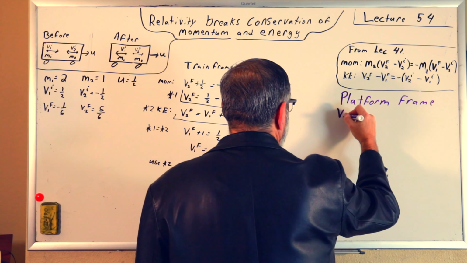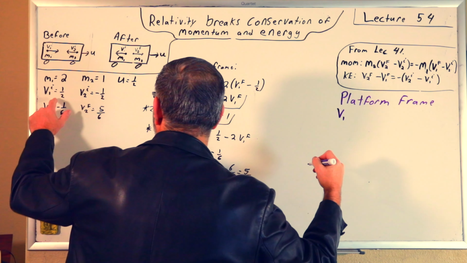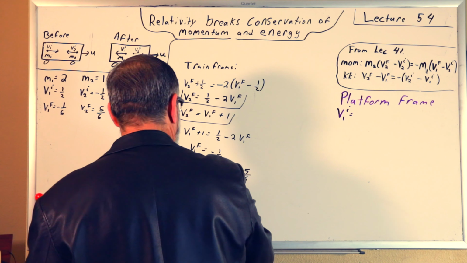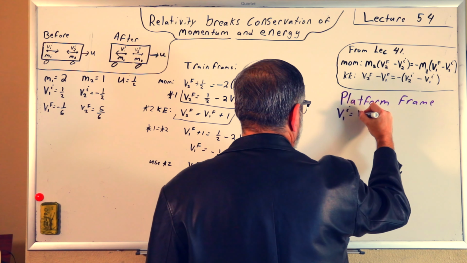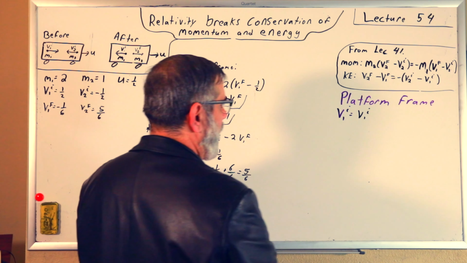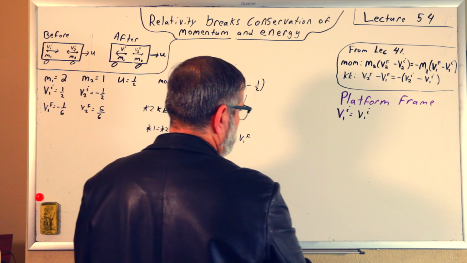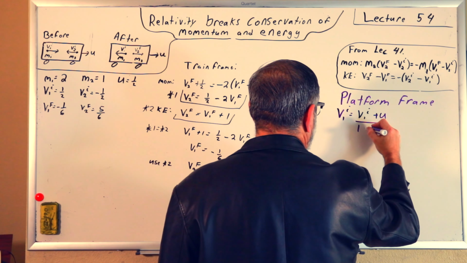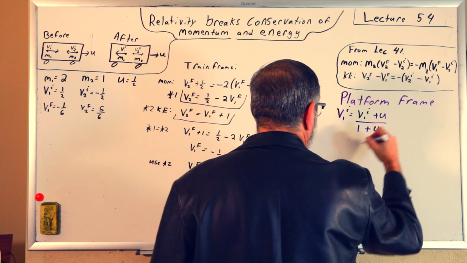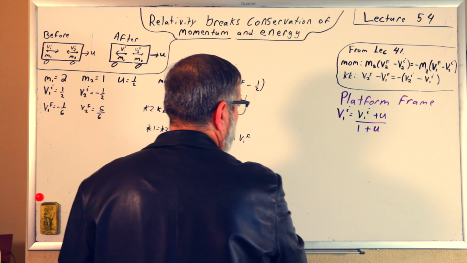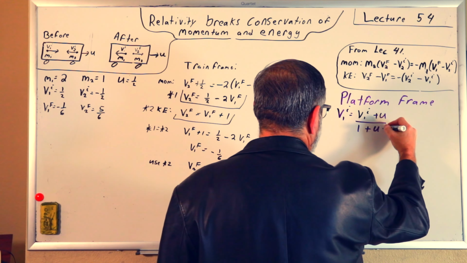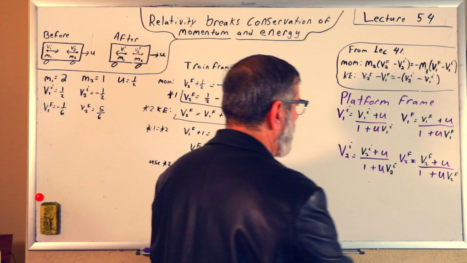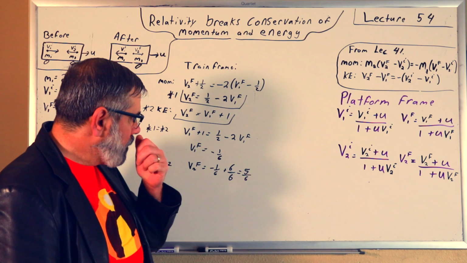But V1 initial will be equal to, well, this is going to be tricky. V1 initial, black ink, right? Plus U, divided by 1 plus U times V1 initial. Okay, I have it all filled in.